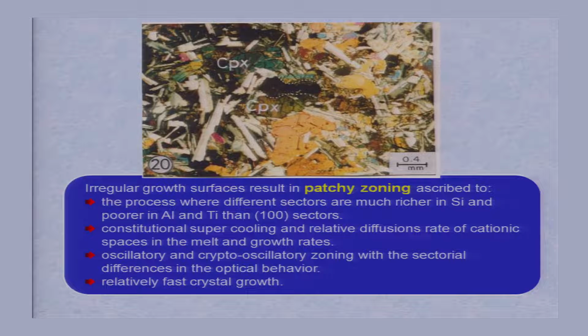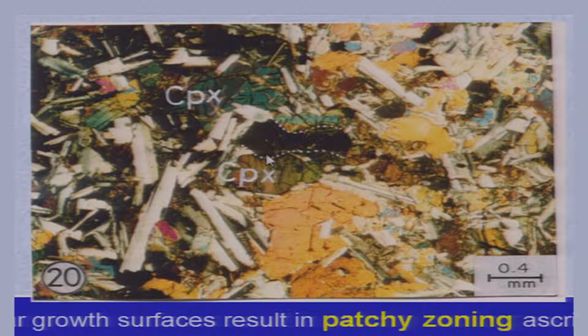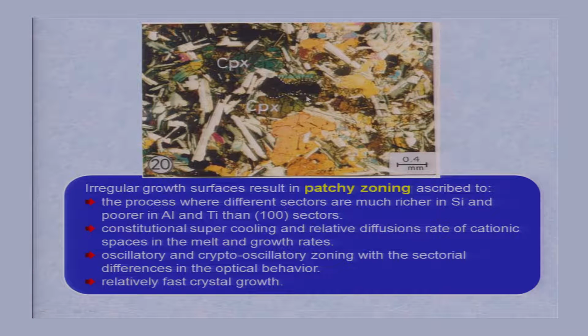Second one is irregular growth surface resulting in patchy zoning. This is a patchy zoning. See my cursor carefully, this white dotted line covering the black portion is showing the patchy zoning. When you rotate the stage, this becomes gray and this becomes black. It is ascribed to a process where different sectors are much richer in Si, silicon, and poorer in aluminum and titanium.